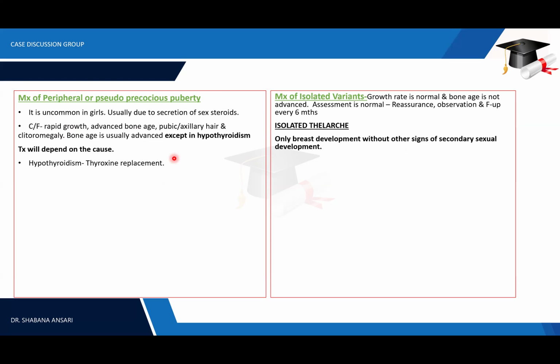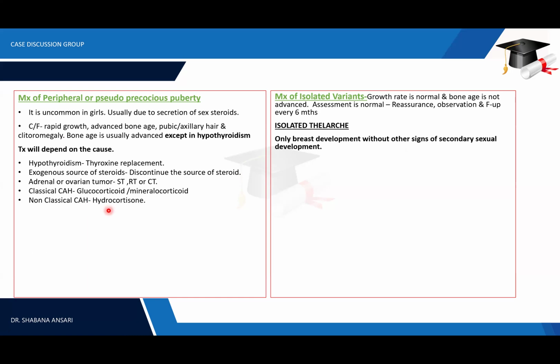So we know for hypothyroidism, we can give thyroxine replacement. If there is any exogenous source of steroids, discontinue the source of steroid. Any tumor, adrenal or ovarian, so surgical treatment, radiotherapy or chemotherapy. For classical congenital adrenal hyperplasia, we can give glucocorticoid or mineralocorticoid. Non-classical, hydrocortisone is given, and for McCune-Albright syndrome, aromatase inhibitor is given.